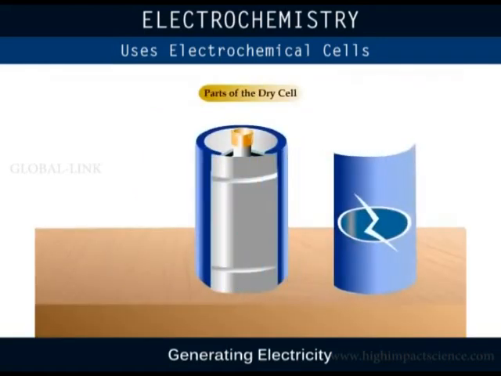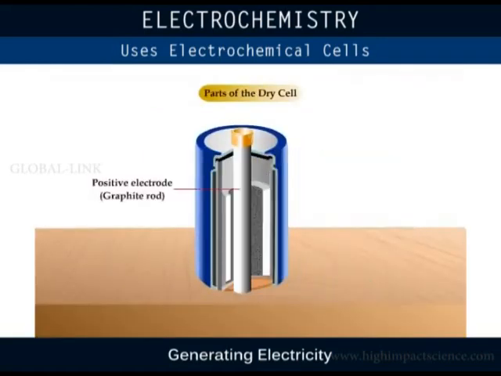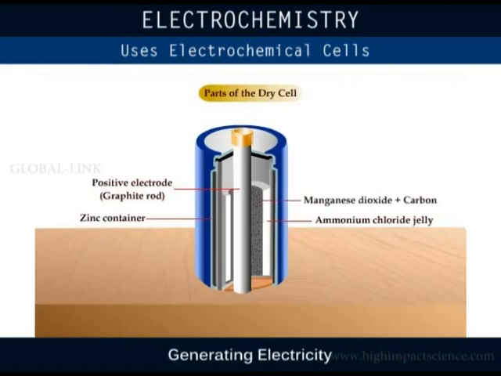The dry cell consists of a graphite rod, which is the positive electrode or anode. The zinc container is the cathode. The electrolyte is a moist jelly-like paste of ammonium chloride enclosed in the metallic cylinder. A mixture of manganese(IV) oxide and powdered carbon surrounds the graphite rod. The jelly is prevented from drying by sealing the top with a pitch.